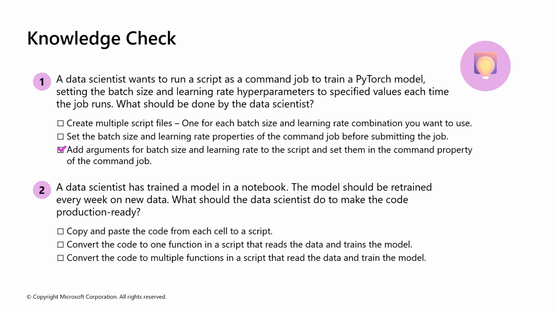Question 2. A data scientist has trained a model in a notebook. The model should be retrained every week on new data. What should the data scientist do to make the code production ready? Answer: convert the code to multiple functions in a script that read the data and train the model.